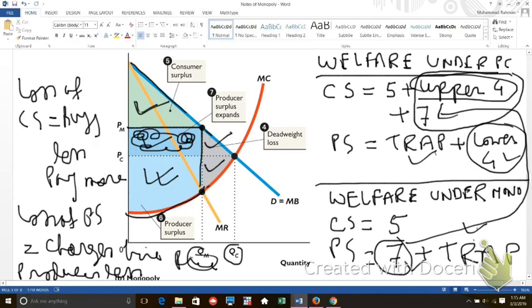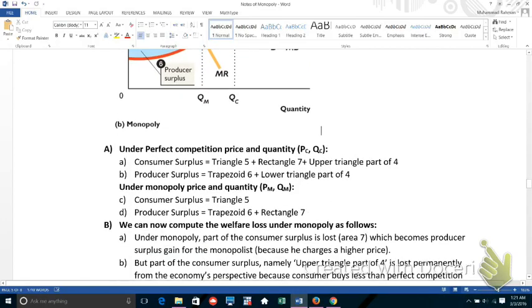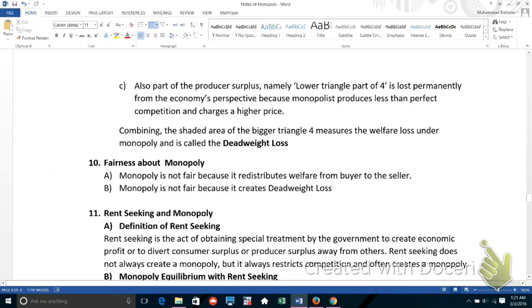So the second issue is very serious. In a case of monopoly, producers really produce less than the socially optimum level of production, which means that part of the resources of the economy are not really utilized. As a result, this area 4 really measures the welfare loss under monopoly. We call it deadweight loss. So it is interesting to see that monopoly really creates deadweight loss, and therefore monopoly is not socially efficient.